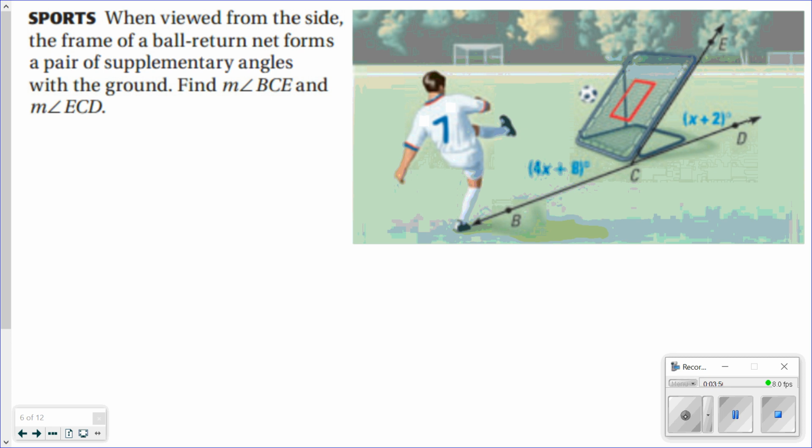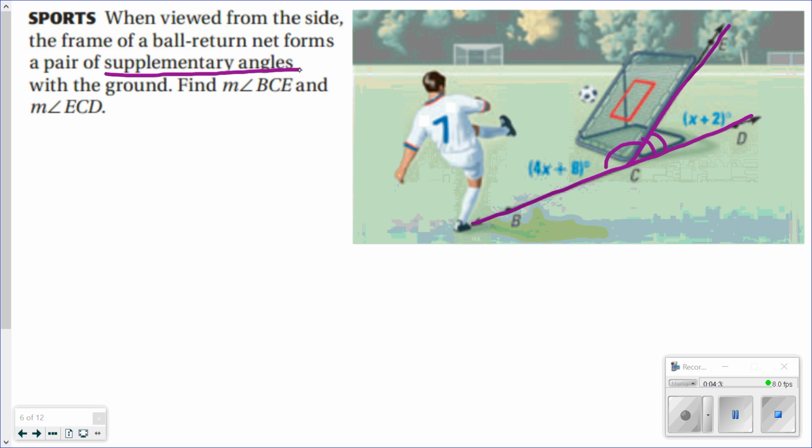When viewed from the side, the frame of a ball return net forms a pair of supplementary angles with the ground. Find the measure of angle BCE and the measure of angle ECD. All right, so if I look at my picture here, it's kind of hard to see. I have two angles. Angle BCE, which is this angle right here, and angle ECD, which is this angle right here. Well, what type of angles are those two? Are they complementary angles or supplementary angles? They're supplementary angles, which it also tells us here, but we can see that it creates a line.